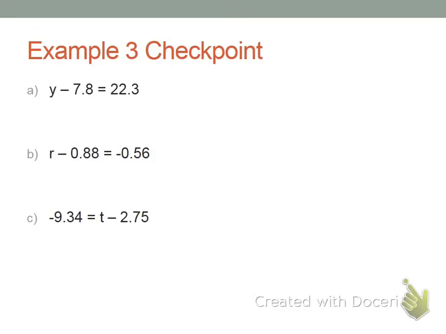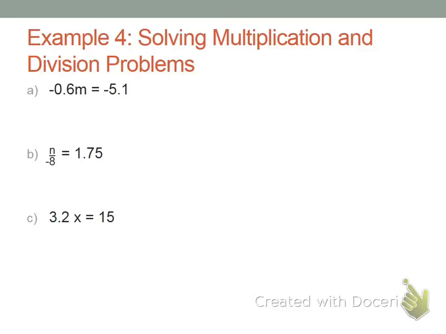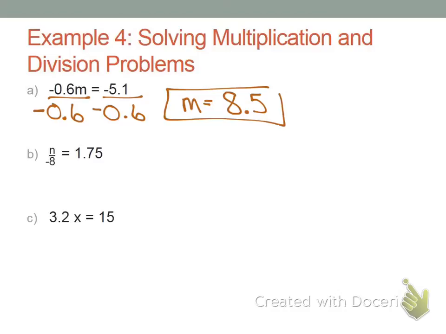Now in example 4, guess what? We're multiplying and dividing. So we again look at the operation that's connected to our variable, just like we did yesterday. Since it's multiplication, how do I get m by itself? I need to divide by whatever is connected to my m. Divide by -6/10 on both sides. M equals 8.5. I want you to try B. See who remembers what we learned yesterday about what needs to be done to get n by itself.